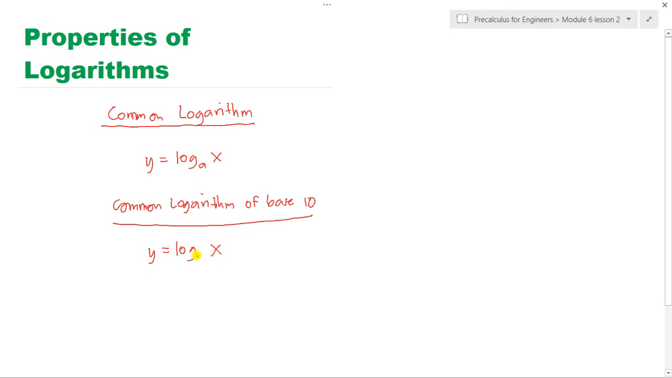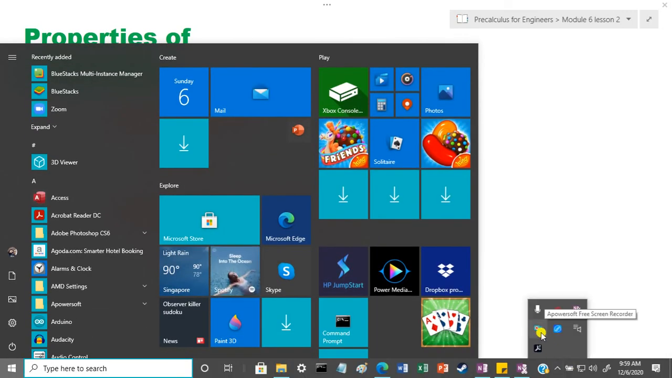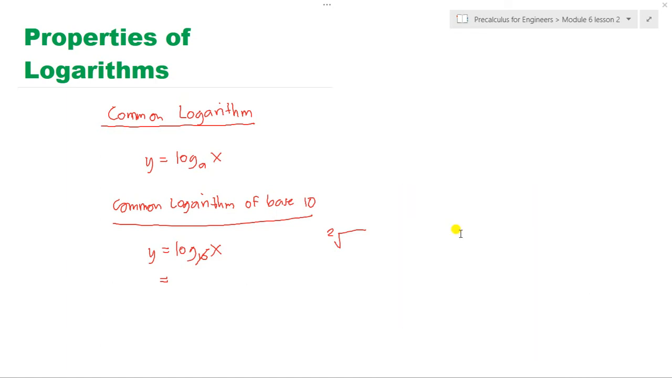On our calculator, if the base is 10, we don't write it. It is like the square root. Remember the square root of 2? The index is 2, but there's no need to write the number 2, because for the square root the index is automatically 2.